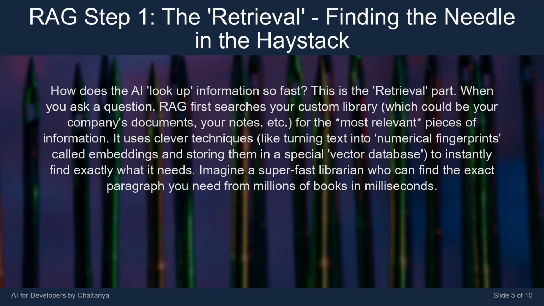How does the AI look up information so fast? This is the retrieval part. When you ask a question, RAG first searches your custom library, which could be your company's documents, your notes, etc., for the most relevant pieces of information. It uses clever techniques, like turning text into numerical fingerprints, called embeddings, and storing them in a special vector database to instantly find exactly what it needs. Imagine a super-fast librarian who can find the exact paragraph you need from millions of books in milliseconds.